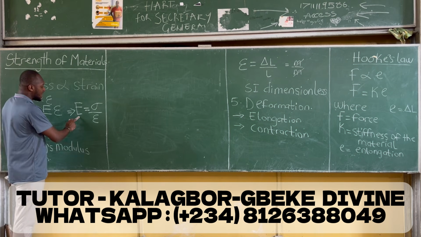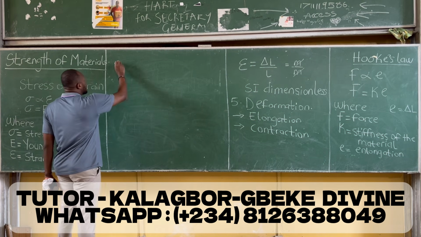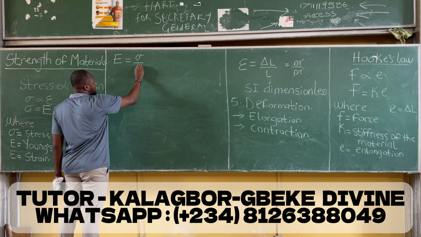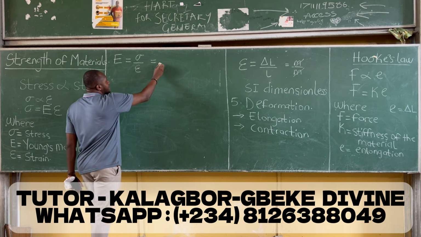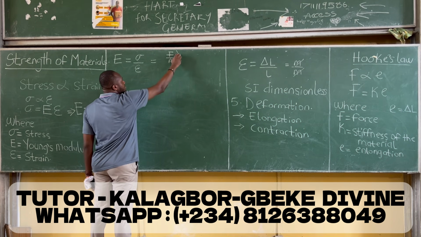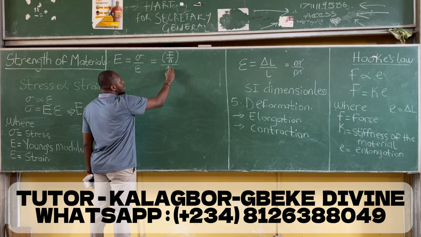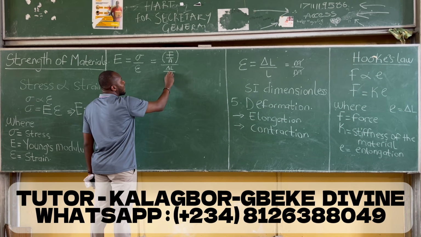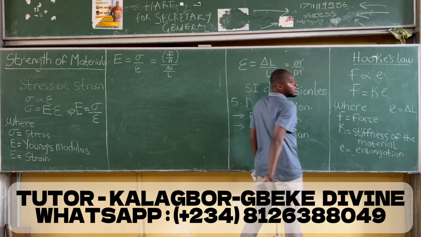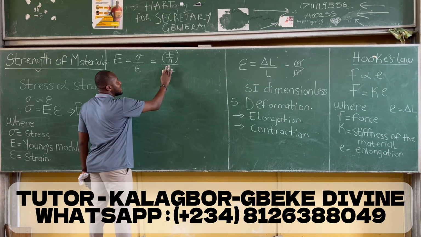Now look at this. This is Young modulus, right? Now we can expand it. We can say that Young modulus is equal to stress over strain, right? And we know that stress is equal to force over area, right? And we know that epsilon, strain, is equal to change in length over original length. And I told you that change in length is also referred to as elongation, right? E. So we can represent this as E. Let's use E.